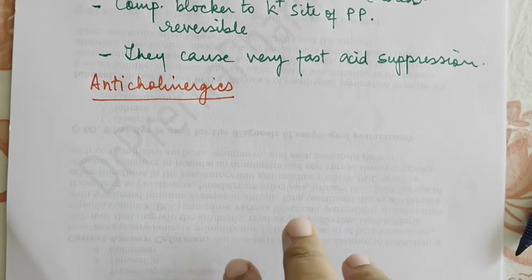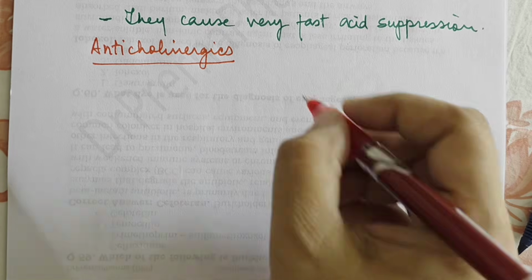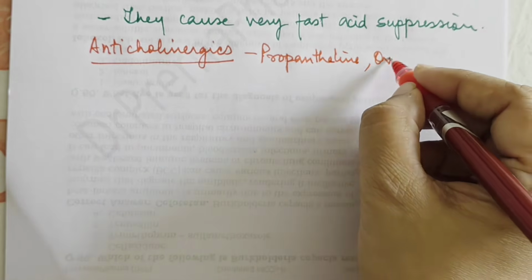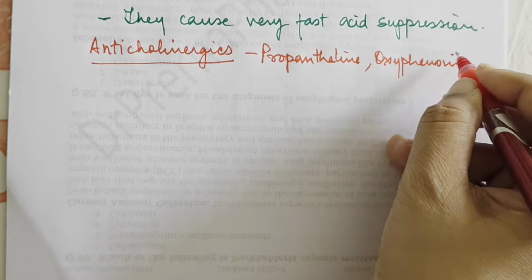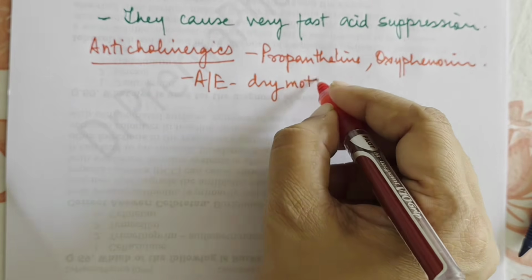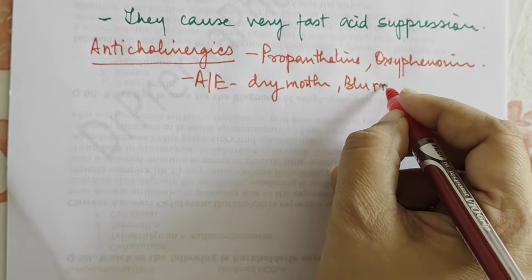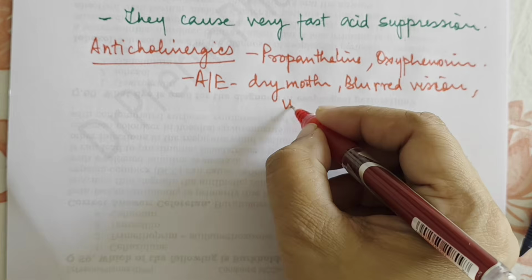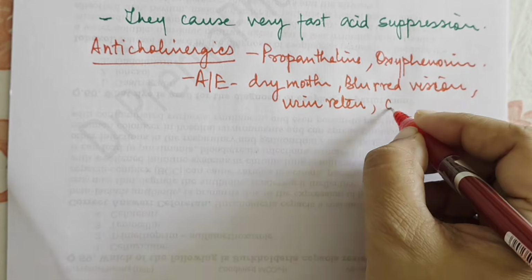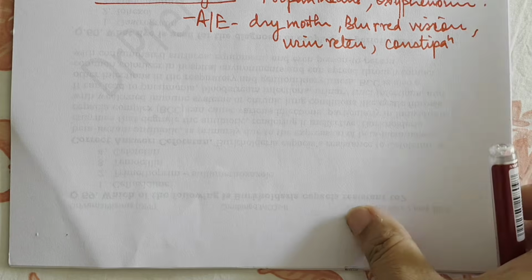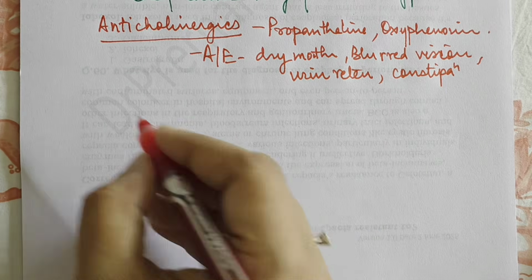Okay, now how many types of anticholinergics are there? In anticholinergics, earlier a drug used to come, propantheline and oxyphenonium. Now these drugs had all the anticholinergic side effects like dry mouth, then blurred vision. There are 4 side effects, remember them: dry mouth, blurred vision, urinary retention and constipation. These are the 4 side effects of atropine, and these are even the symptoms of atropine poisoning, so remember them always. Then now we have newer drugs.